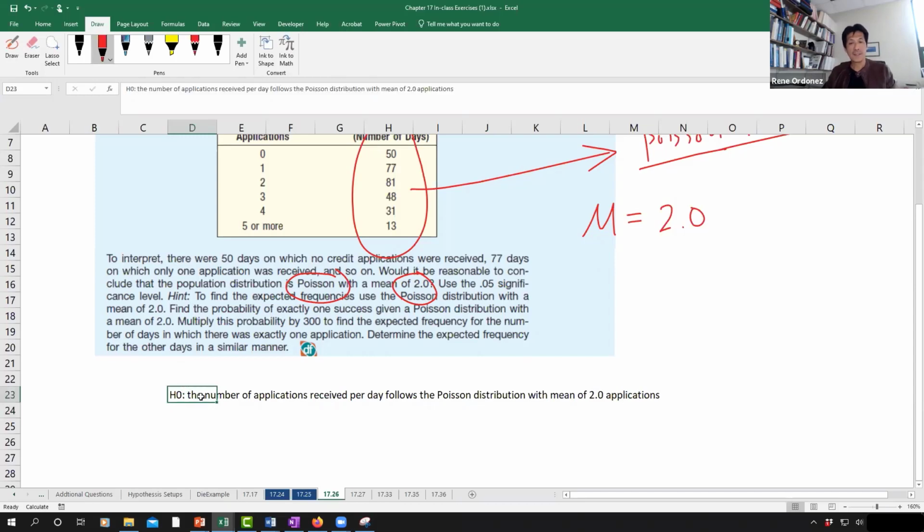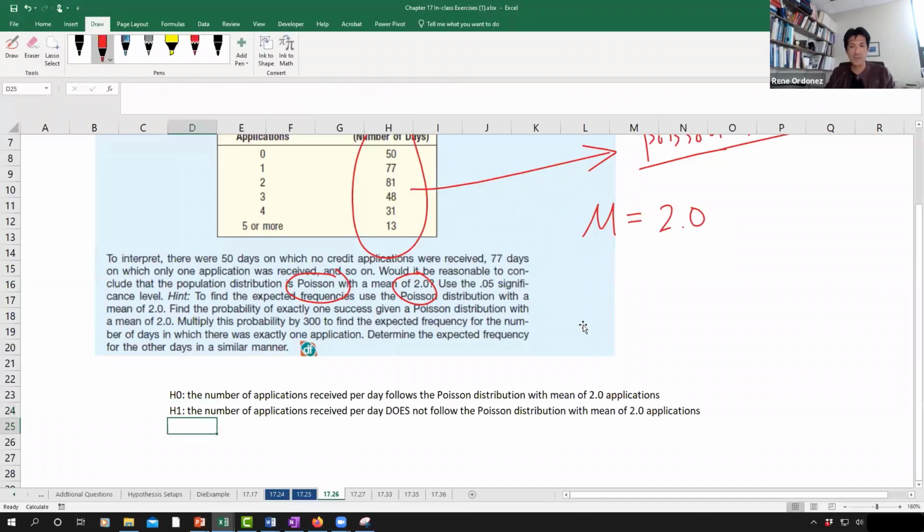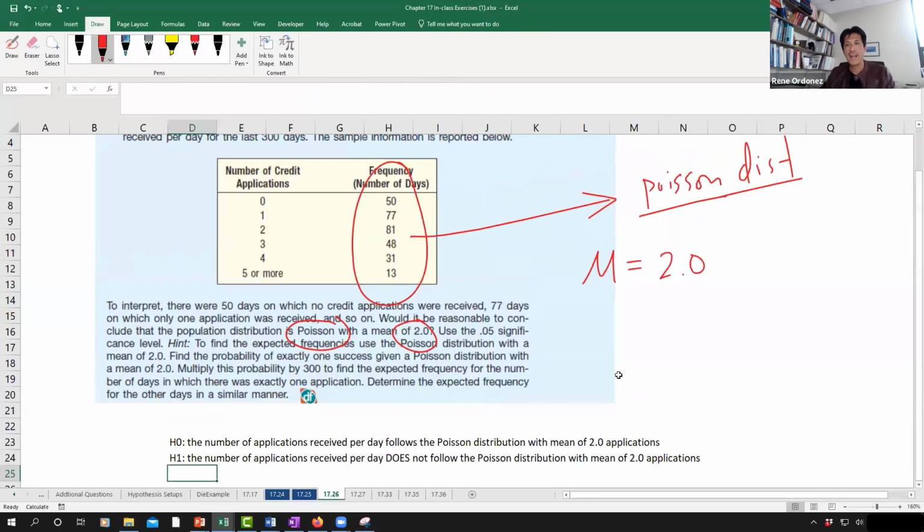Okay. The alternate hypothesis would say that the number of applications received per day does not follow the Poisson distribution with a mean of 2 applications. Okay.